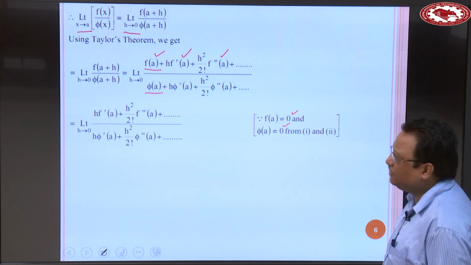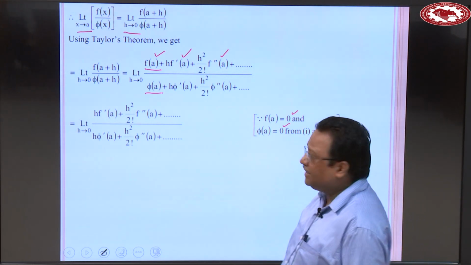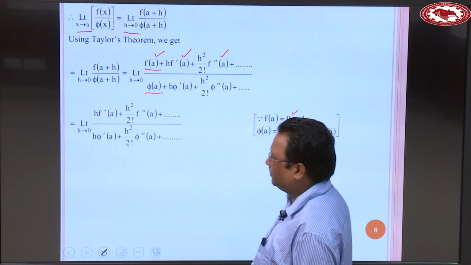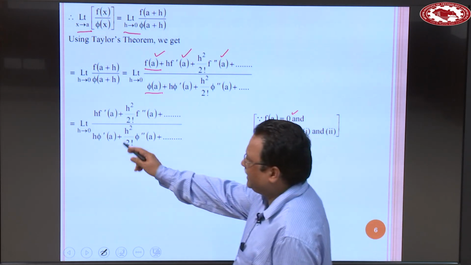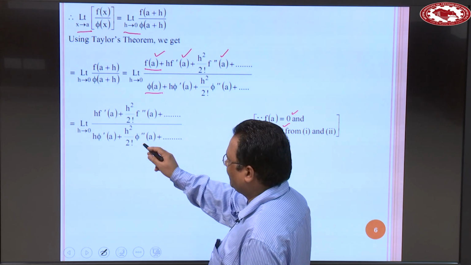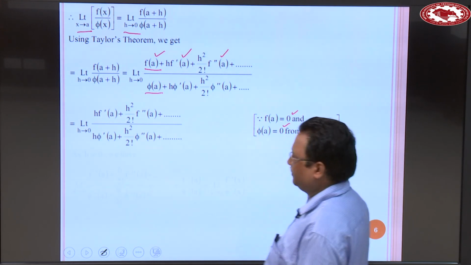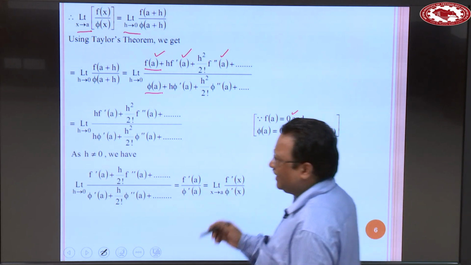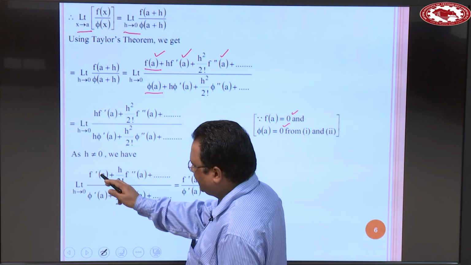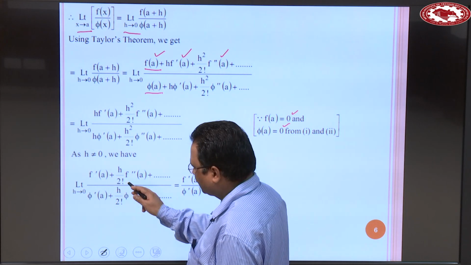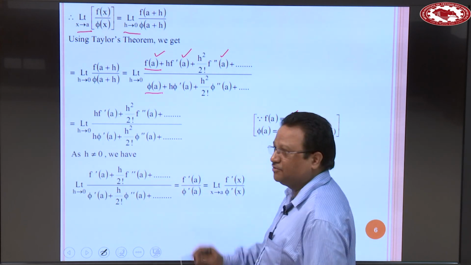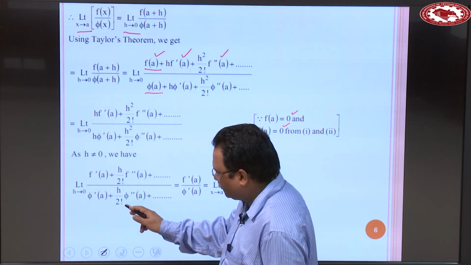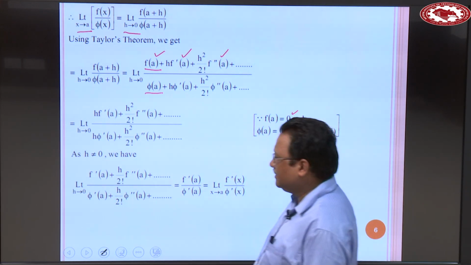Limit h tends to 0, h f dash a plus h square over 2 factorial f double dash a plus and so on, divided by h phi dash a plus h square over 2 factorial phi double dash a plus and so on. As h is not equal to 0, we can divide throughout by h. So, we obtain f dash a plus h over 2 factorial f double dash a plus and so on, divided by phi dash a plus h over 2 factorial phi double dash a plus and so on.